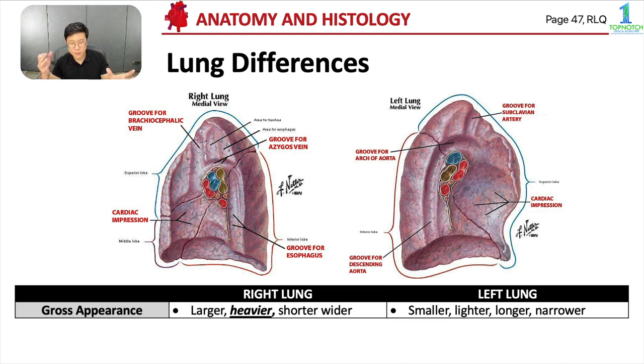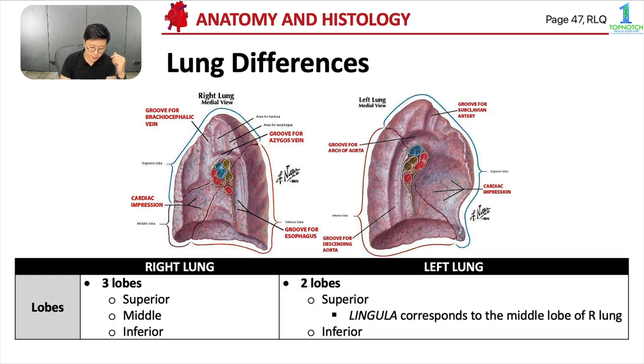So there are several differences between the right and left lung. Grossly, the right lung is larger, heavier, shorter, and wider. So the left lung is smaller, lighter, narrower, and longer. The right lung is made up of 3 lobes. So you have the superior, middle, and inferior lobes.